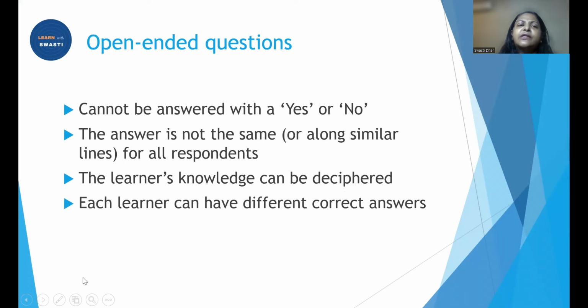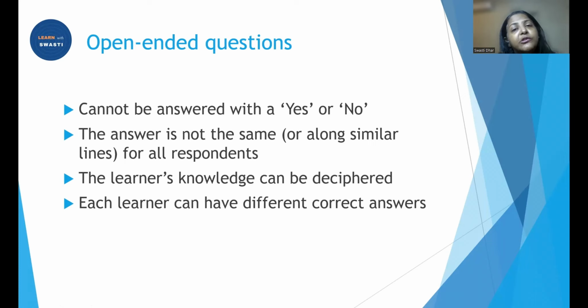So whenever we ask an open-ended question, the intention is that we want to understand how the child or the respondent is feeling, what their views are. They cannot be answered with a simple yes or no. So, A, they are not yes or no questions. It cannot be, do you like coffee or do you like tea? They would have to say yes or no. The answer also should not be the same. So it may not be a yes or no question.